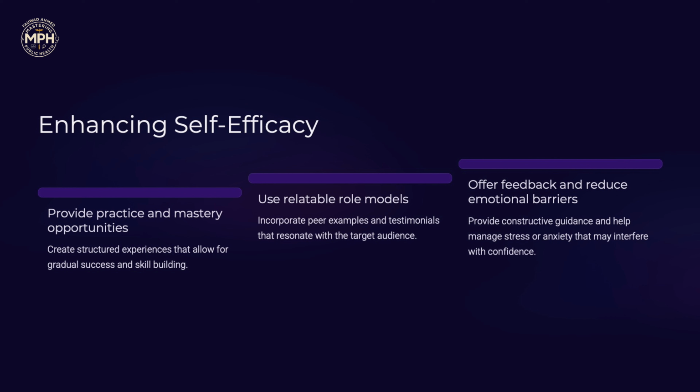Sixth is how to enhance self-efficacy. Health promotion programs can actively strengthen self-efficacy. Effective strategies include mastery opportunities, let people practice and succeed in small steps. Role models, show examples of others who have succeeded. Supportive feedback, offer praise and encouragement. Stress reduction, teach coping skills to manage emotions. For example, a diabetes self-management class might include cooking demonstrations, peer success stories, motivational coaching, and mindfulness techniques. All four sources of self-efficacy are addressed to maximize confidence and engagement.